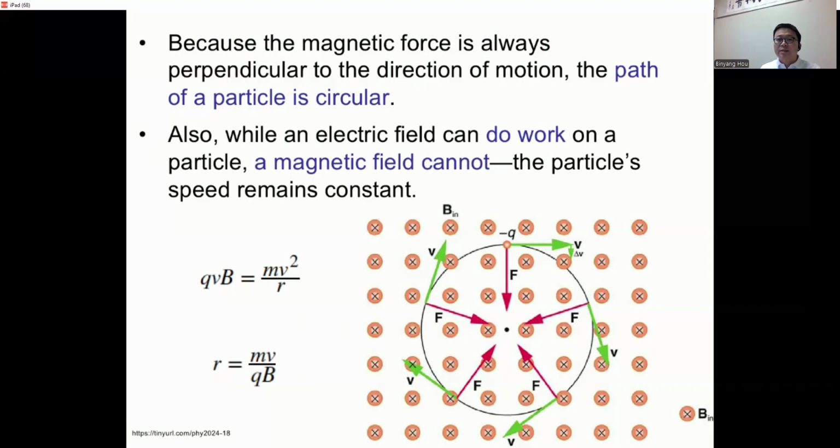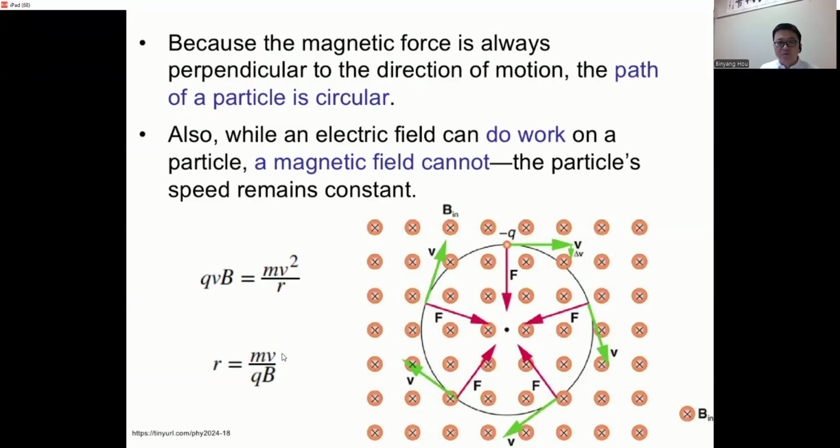Since we know that the velocity and magnetic field are perpendicular to each other, the charged particle will go in a circular motion here. So the centripetal force is the magnetic force. Centripetal force, which is mv squared over r, is qvB. So if we know v and B, then r will be determined. So r will be equal to mv over qB.